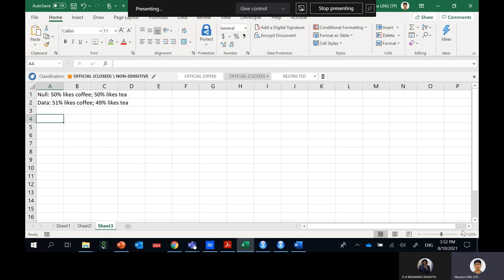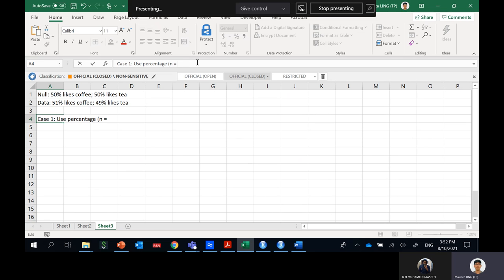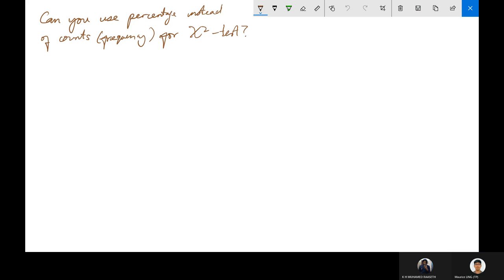Okay. So then let's look at different cases. Let's say you have case number one. Case number one, you use percentage. When you use percentage, automatically, what is the hypothetical n value, sample size? So it's 100, right? If you look at the chi-square test, the statistic for calculating chi-square is the summation of observed minus expected squared, divided by expected. Degrees of freedom, as you mentioned just now, is number of categories minus one.